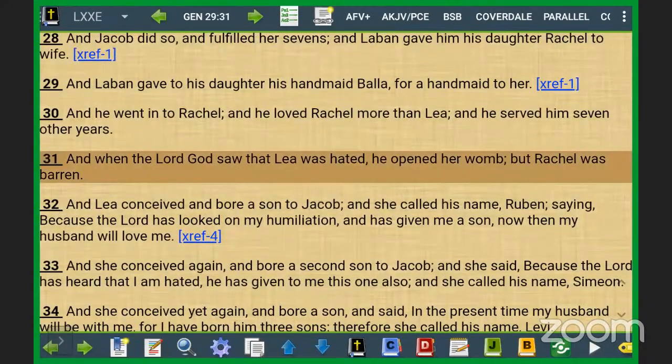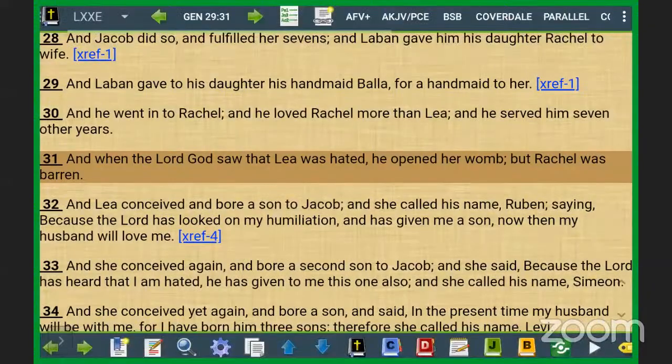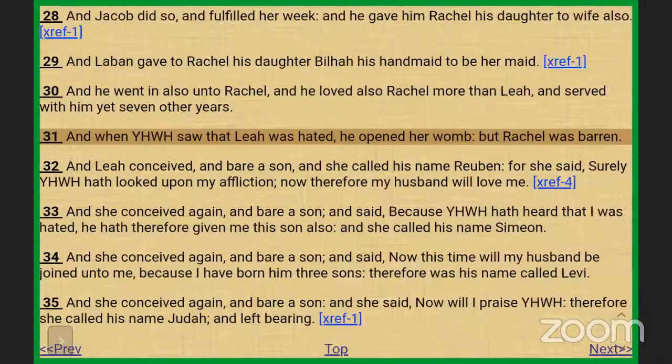Okay, so in the LXX, see how it has Kurios, then Theos combined there. It says in Genesis 29, verse 31, "And when Yahuwah Elohim saw that Leah was hated, he opened her womb, but Rachel was barren." Now, if you go to the Masoretic here, it says, "And when Yahuwah saw that Leah was hated, he opened her womb, but Rachel was barren."